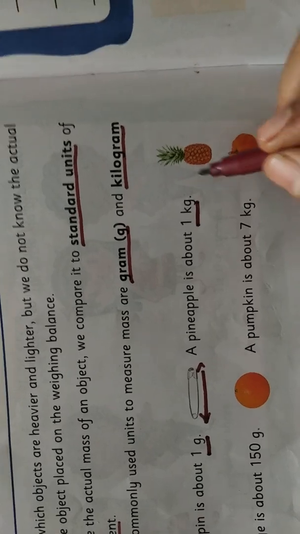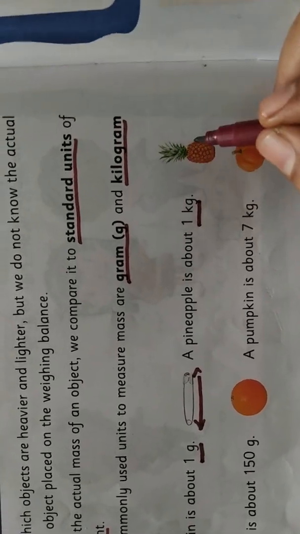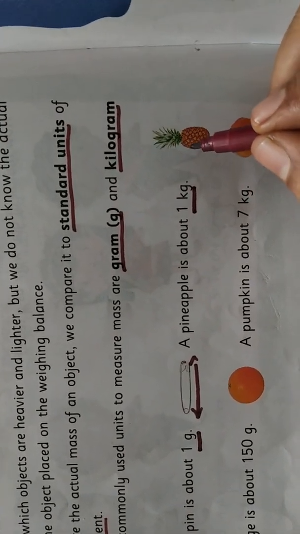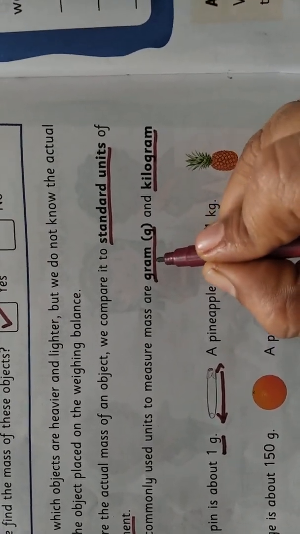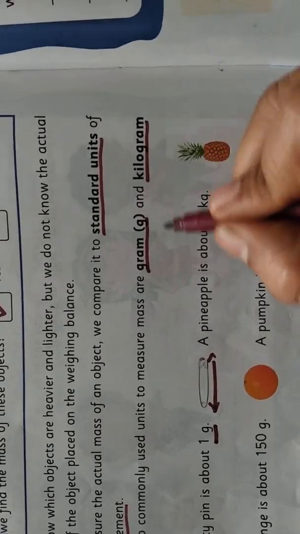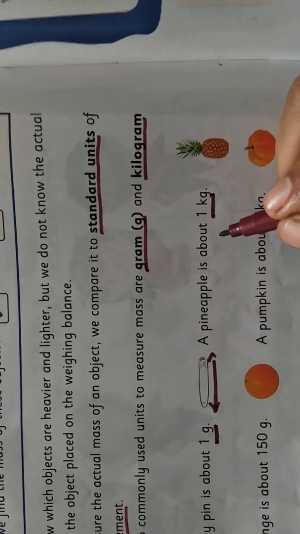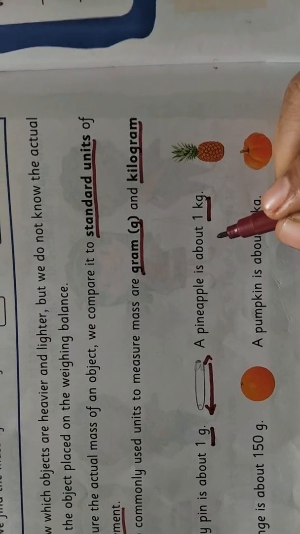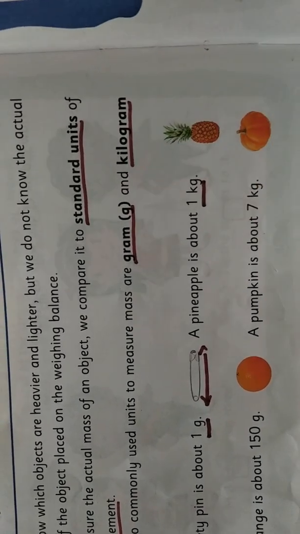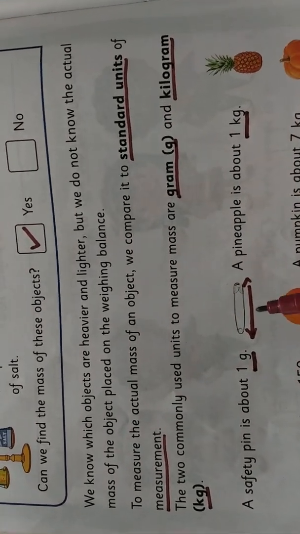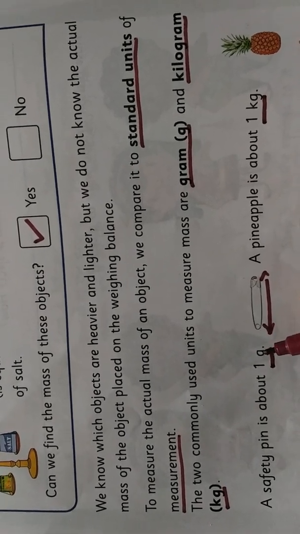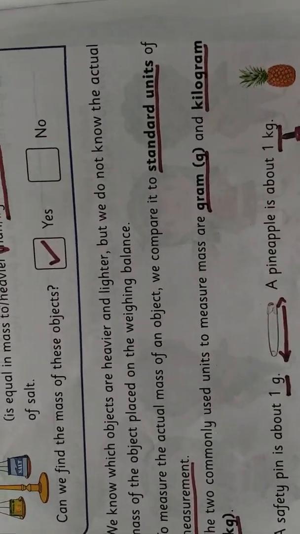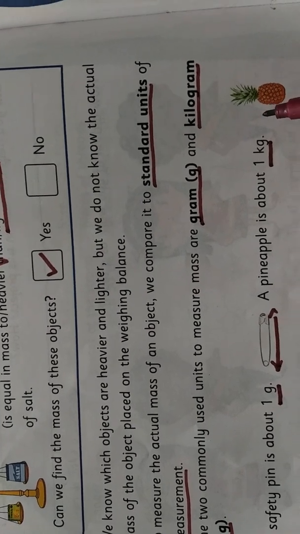So we are finding the weight of this object. Finding the weight means you use the measurement gram and kilogram. If you are finding the length of the object, that means meter and centimeter. So there is a difference, Kanna. A safety pin is about 1 gram. If you are finding the weight of this safety pin, it will be 1 gram. And if you are weighing the pineapple, that will be 1 kilogram.